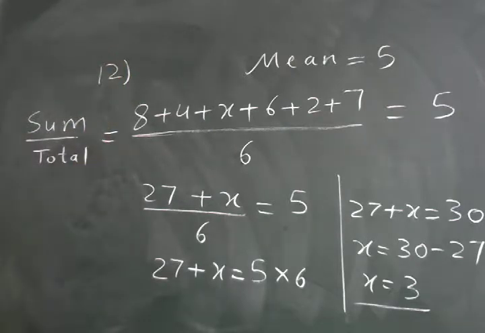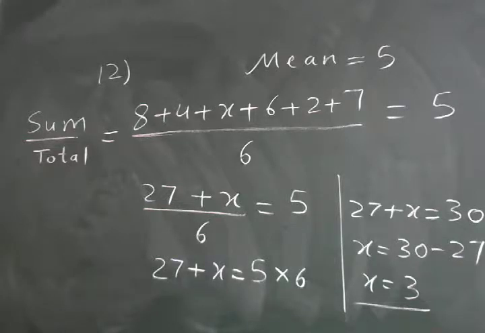If anybody has not understood, unmute and speak. Sir, I have a doubt. Why do we do 27 plus x is equal to 5 into 6? 5 multiplied by 6.